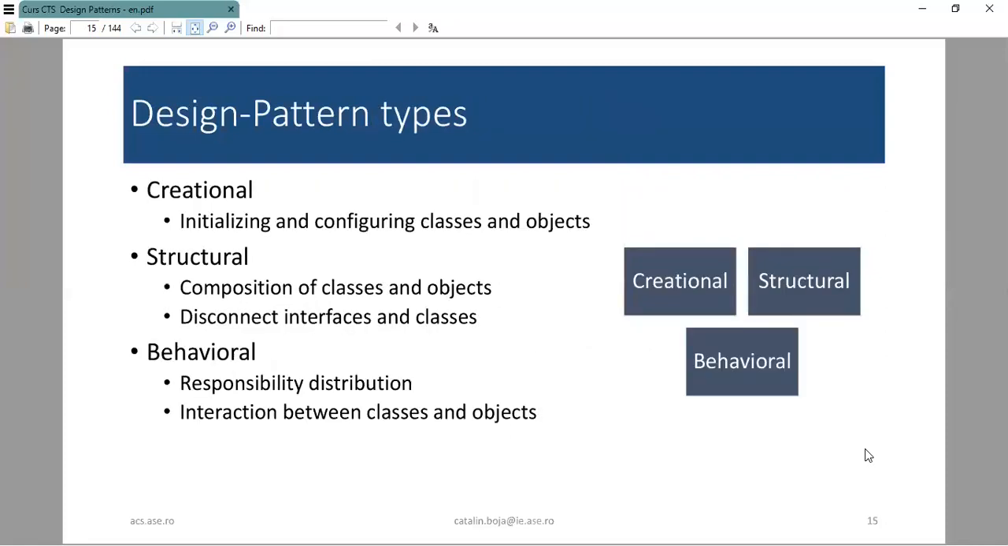Now, we structure these patterns in these categories. So we have three categories: creational, structural, behavioral. Everything that we will talk about in creational is all about creating objects. So common problems of creating objects are covered by creational design patterns. Structural is all about the relation between classes. How can we link them? It's all about dependency inversion and how to handle that.